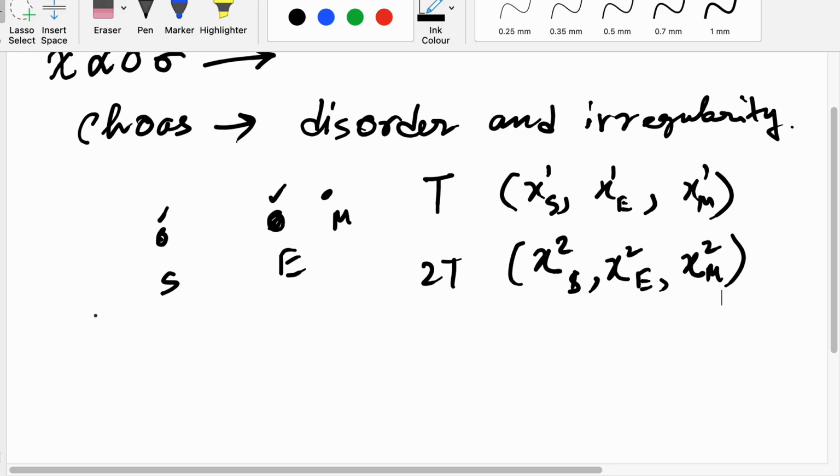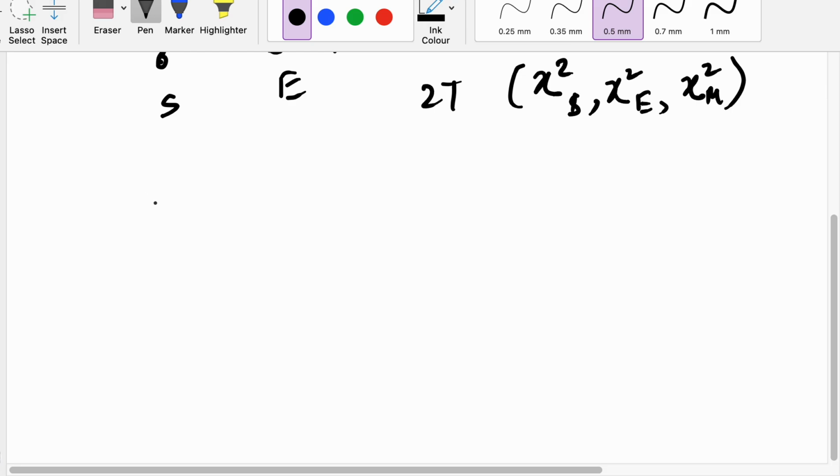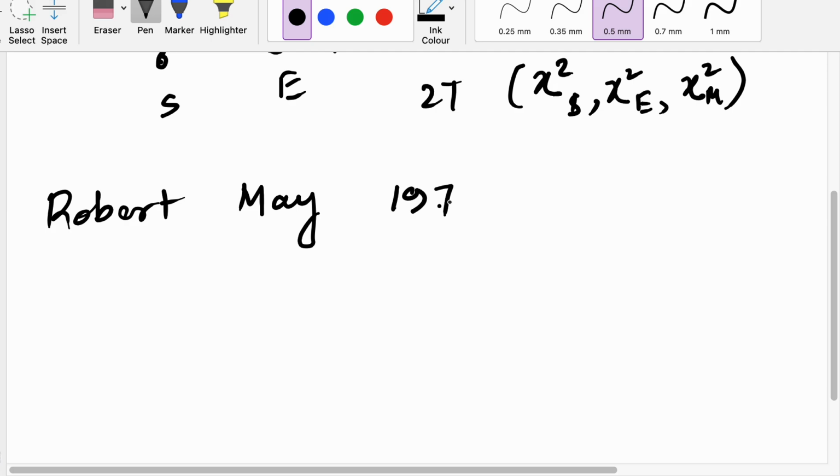Now here comes another person, Robert May, who was a population biologist. In 1976, Robert May found that chaos can come from a very simple equation, a simple equation of population dynamics.